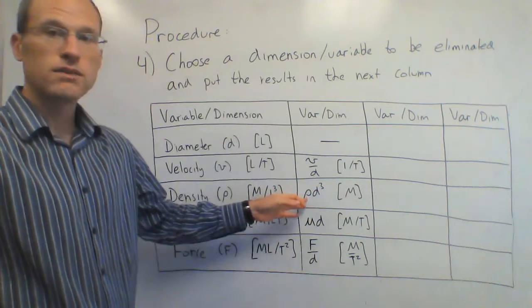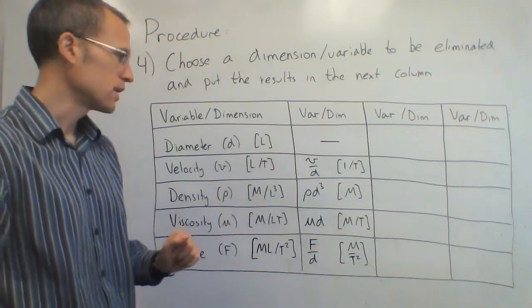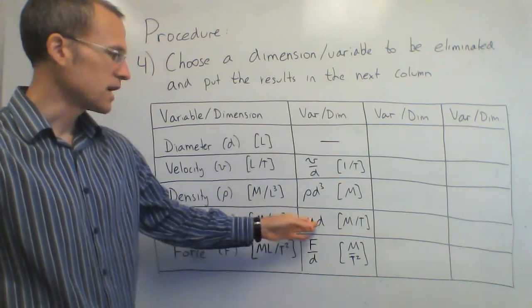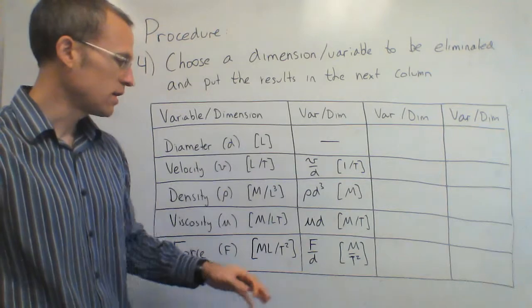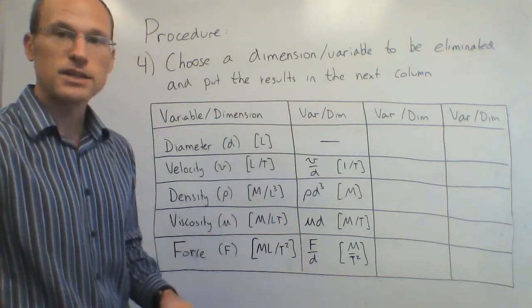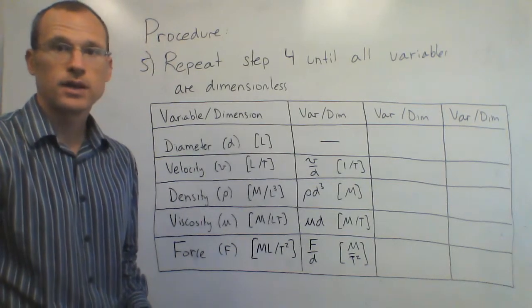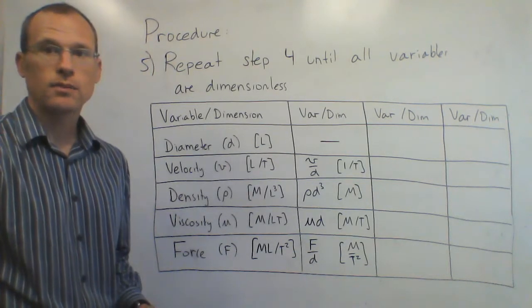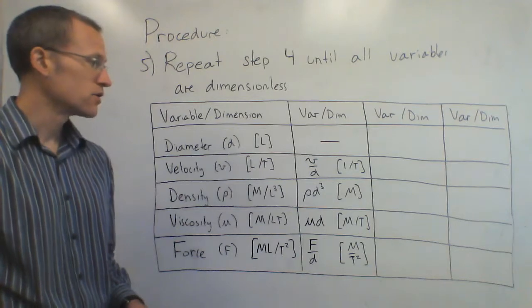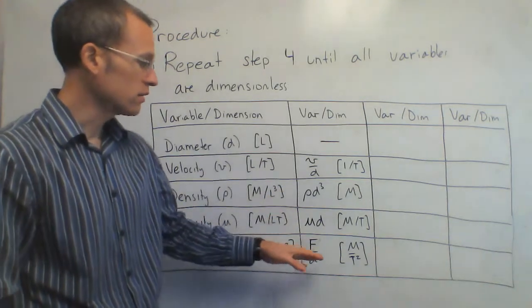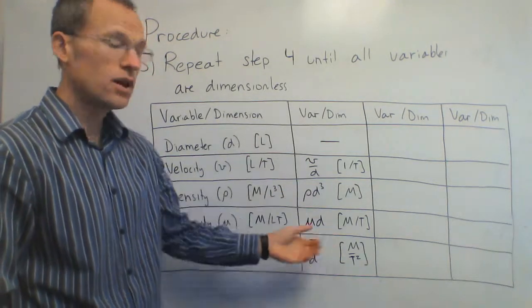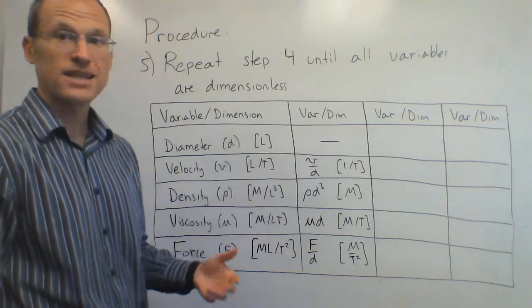That's basically density times volume, which we know is mass, so that makes sense. Viscosity times diameter is mass over time, and force over diameter is mass over time squared. And then last step is to repeat what we just did till all variables are dimensionless. So now, if I did step 4 correctly, all my lengths should be gone, which they are. So all I have now in terms of dimensions are mass and time.